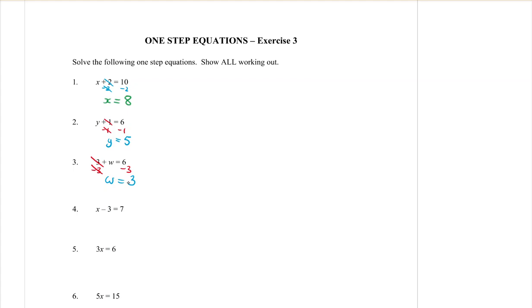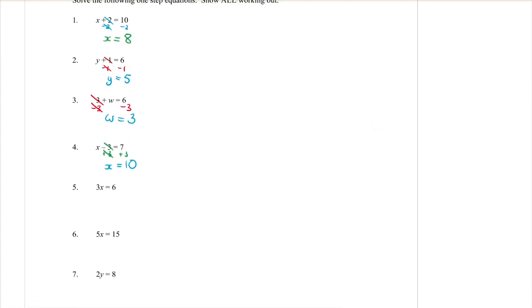Question 4, we're now subtracting. X take away 3 is 7, so the opposite is to plus 3 to both sides and cancel them off. X is by itself. 7 plus 3 makes 10. Okay, that was what we learned in exercise 2.